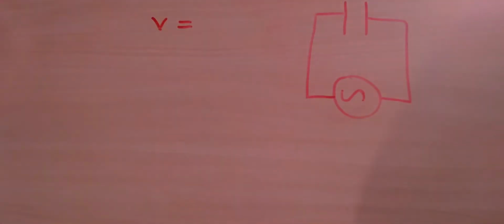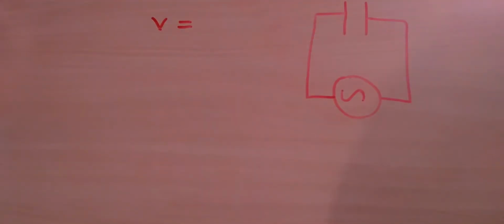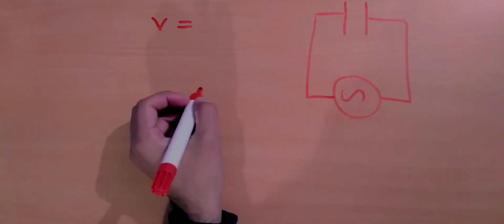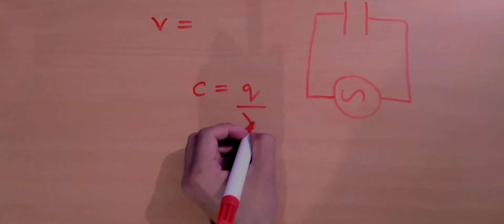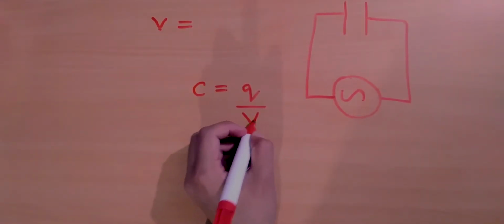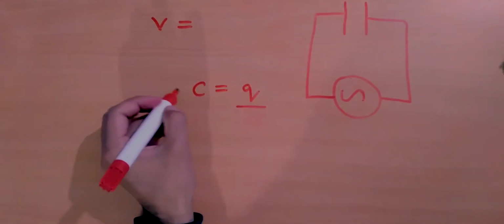And what would be the potential drop across the plates of a capacitor? Well, that should be equal to the potential difference across the capacitor plates, and we know that the potential difference across the plates of a capacitor is given by the equation capacitance equals charge stored divided by the potential difference, right there.